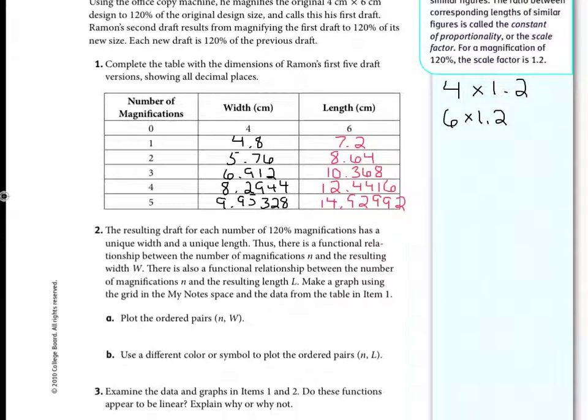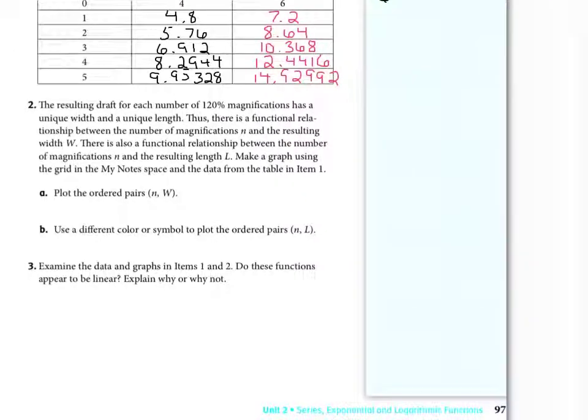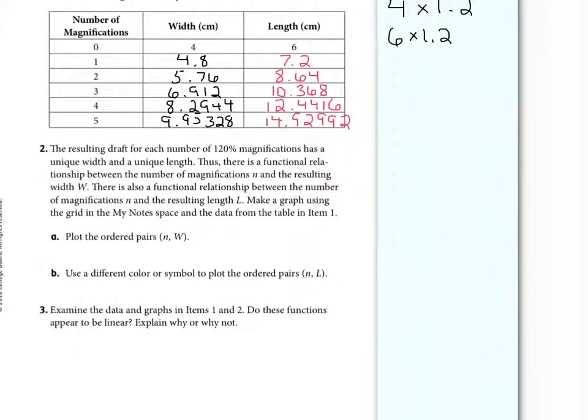so the resulting draft for each number of 120% magnifications is a unique width and a unique length. Thus, we could have a relationship between each of those. So let's start by plotting the magnifications as our x coordinates and the width as our y coordinates on the graph over on the right side.